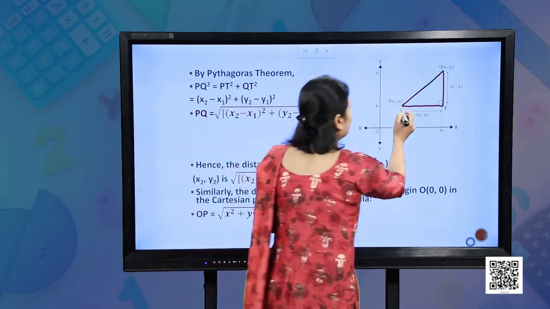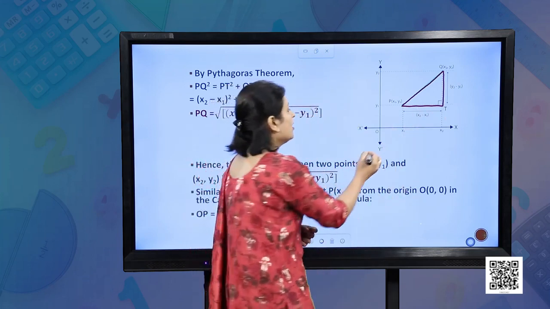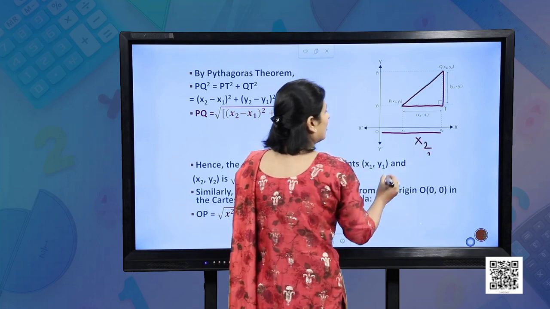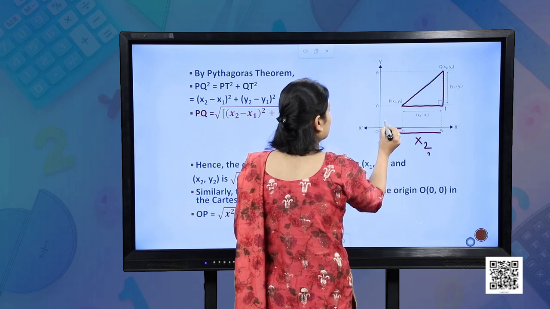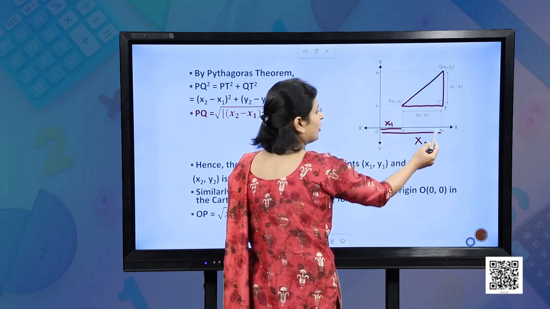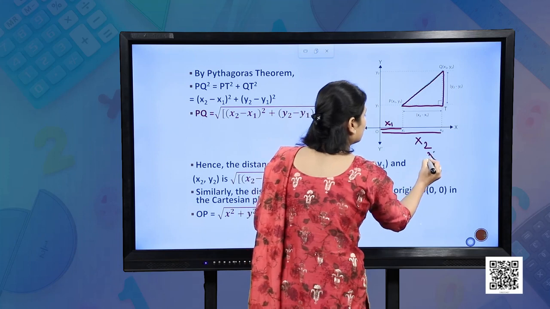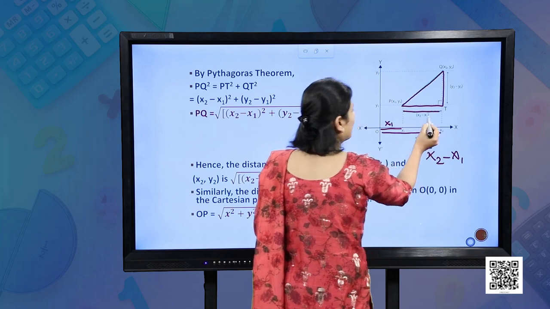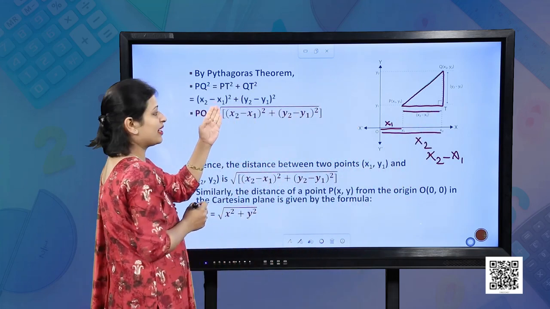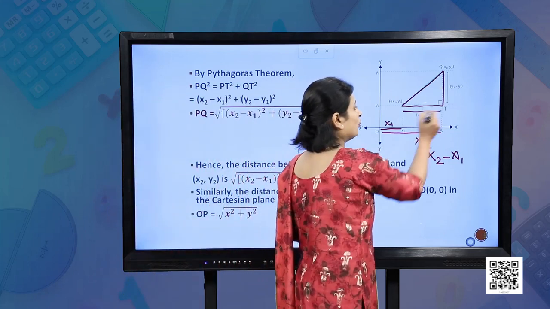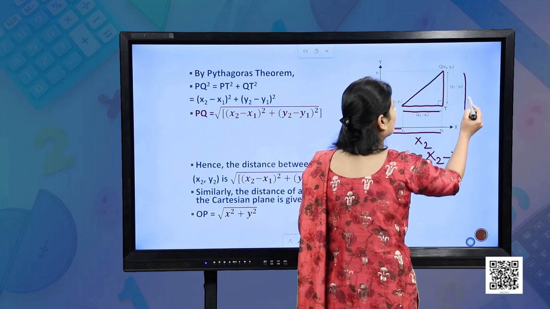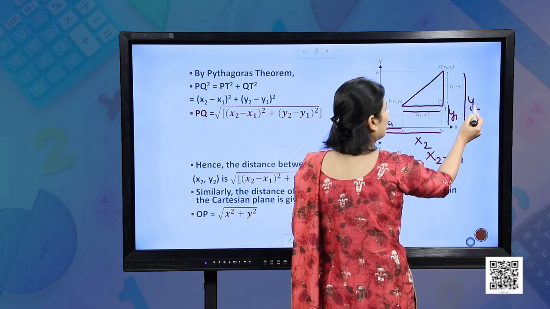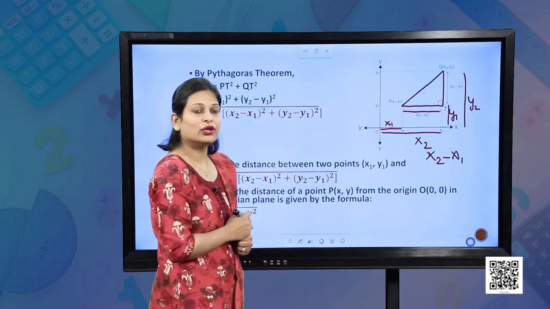For this, how will you find out the value of PT? This point is x2 and this is x1. So, to find PT, what we have to do? We have to subtract x2 minus x1. So, the value of PT is x2 minus x1. How will you get the value of QT? This point is y2 and this is y1. So, y2 minus y1 will give you the value of QT.